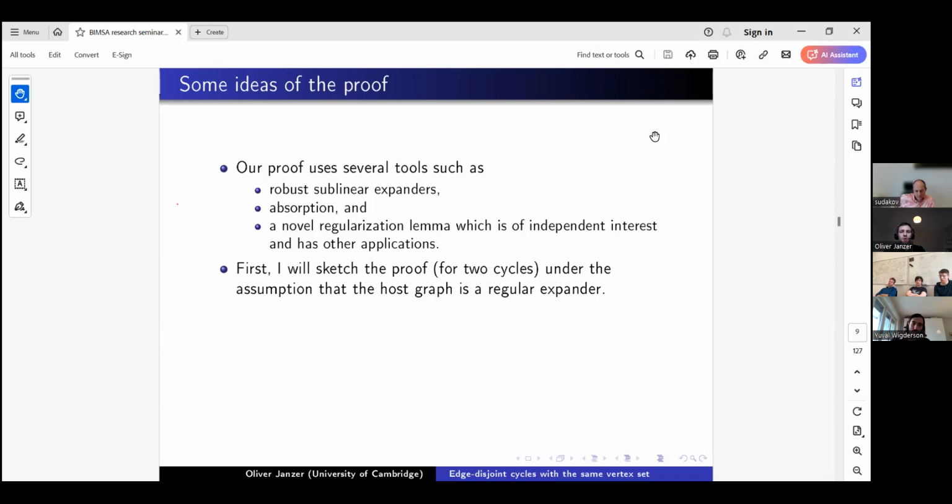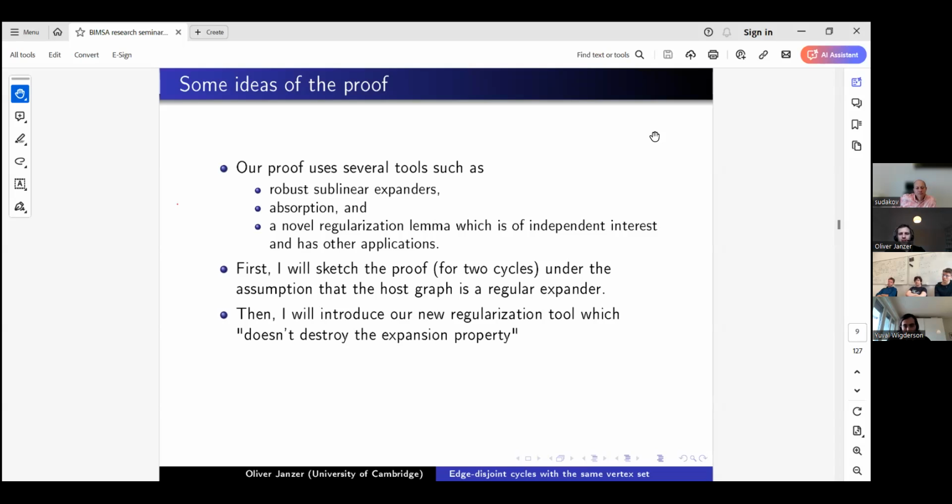So what I'll do in this talk is sketch the proof, restricting myself to 2 cycles. I'll not talk about k cycles. The proof is very similar for k cycles, but it's just easier to give the proof for 2 cycles. I'll sketch the proof under the assumption that our host graph is a regular expander. Of course, in general, your host graph might not be a regular expander. You can always find an expander, but it might not be regular.